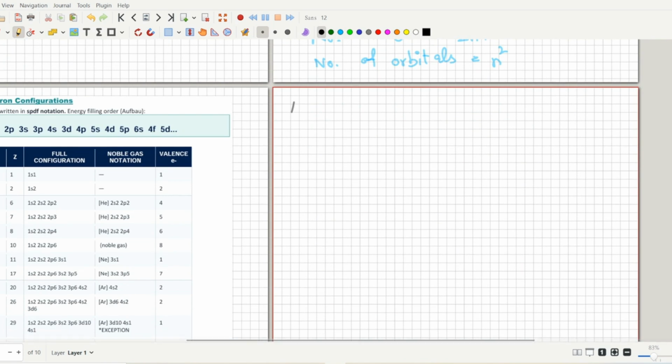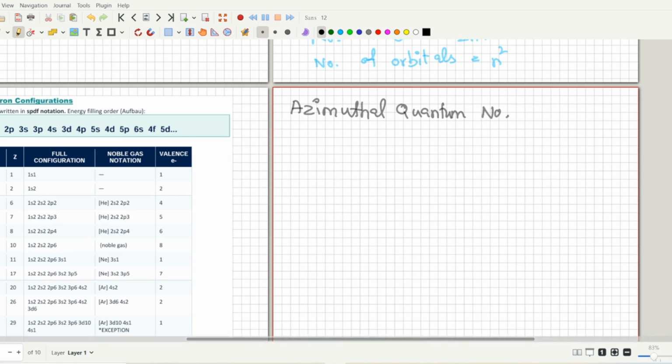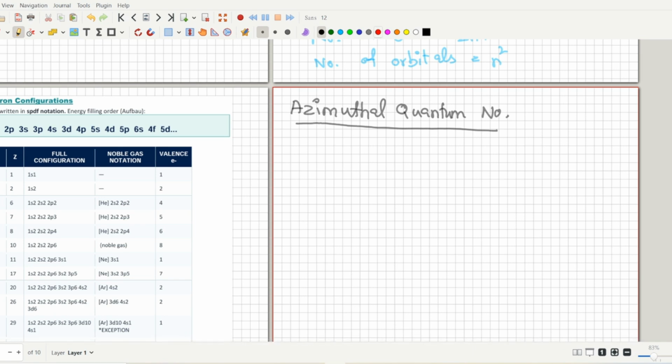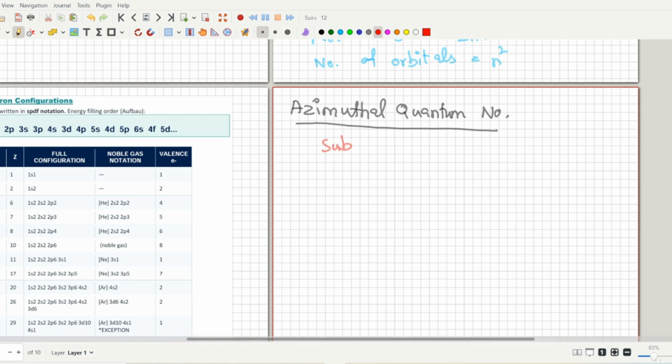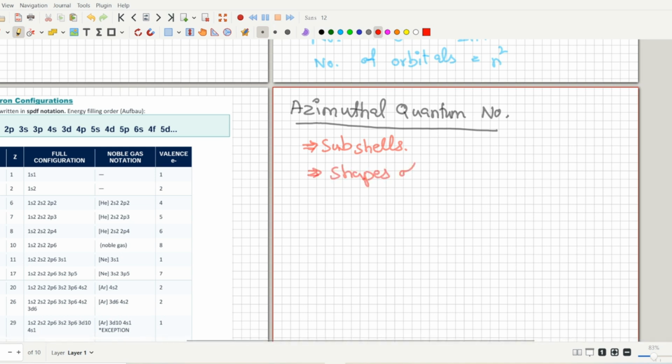So our next quantum number is azimuthal quantum number. As we studied about shell in principal quantum number, we'll be discussing about subshell in azimuthal quantum number. So azimuthal quantum number gives info about subshells and shapes of orbitals. Shapes of orbitals will also be discussed in azimuthal quantum number.